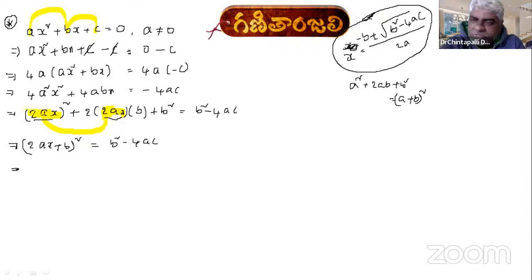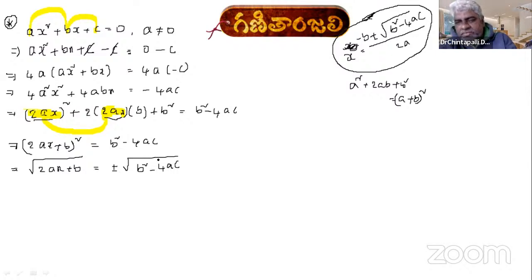Now taking square root on both sides. 2ax plus b is equal to plus or minus the square root of b square minus 4ac. It is enough to write plus or minus on any one side. We need not write plus or minus on both sides. Whenever a root comes, we should write plus or minus. Why should we write plus or minus? Do you know the reason?